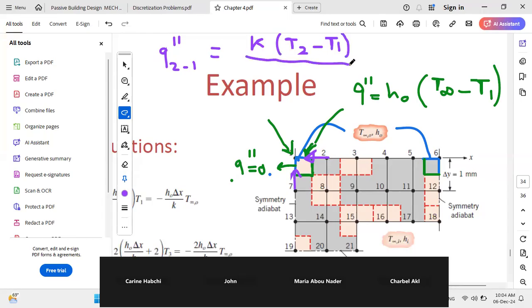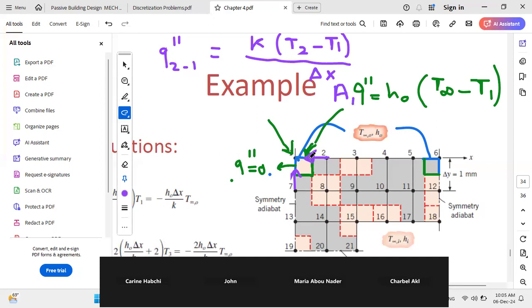Over the distance between points 1 and 2, which is equal to delta x. Now, since we might not have the same area everywhere, let us find the rates. That is, we multiply Q double prime by A. So first, for the convective flux, we need to multiply by area 1, which is this area here. To find this area, you need to know the size.